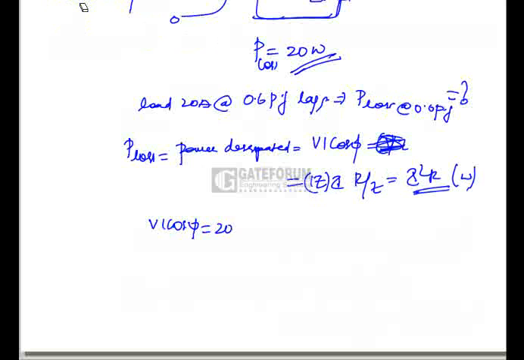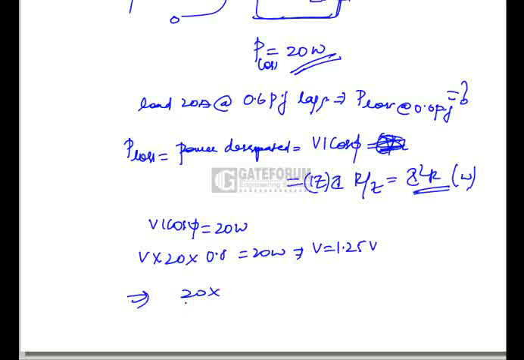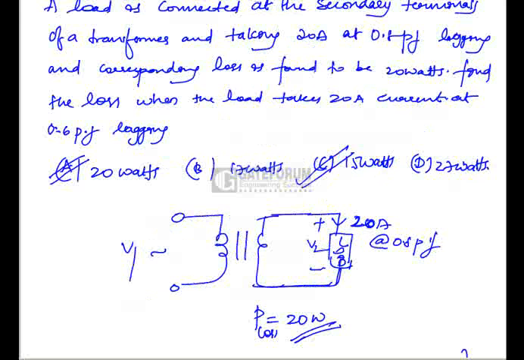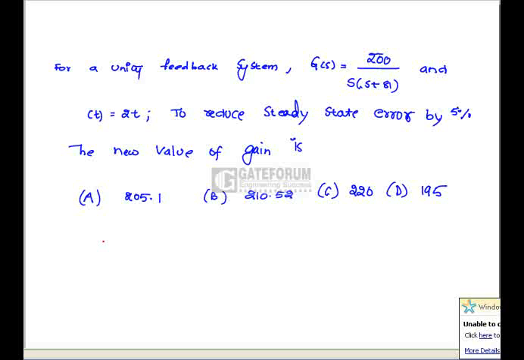He has given losses which is equal to 20 watts and the load is drawing 20 amperes. Cos phi is the power factor which is equal to 0.8 lagging. Okay, this is equal to 20 watts. Now what is voltage here? V is equal to 1.25 volts. Similarly, we have to find when the load is taking 20 amperes and voltage is 1.25 volts. You can write this one as V2: 1.25 into 20 into 0.6 power factor lagging, which is equal to 15 watts. So option is C.